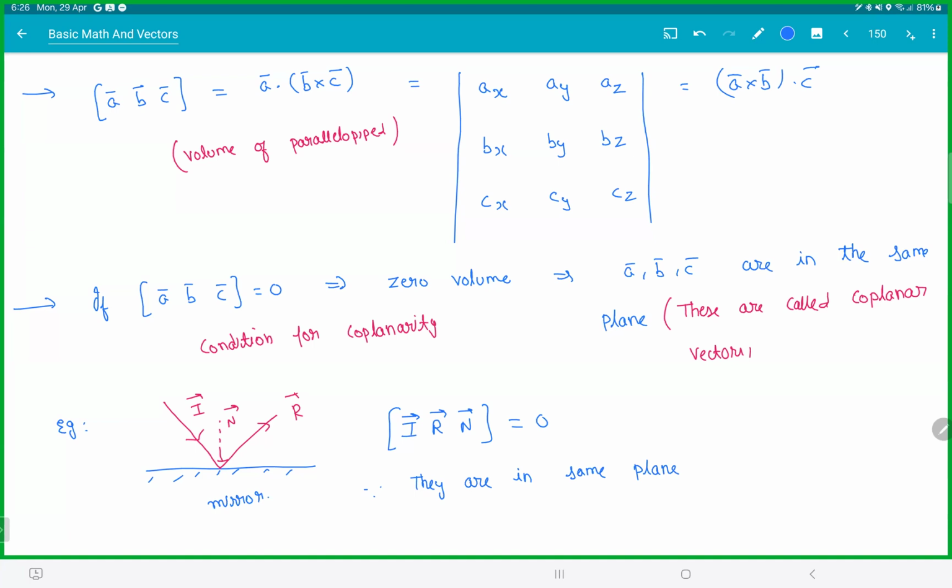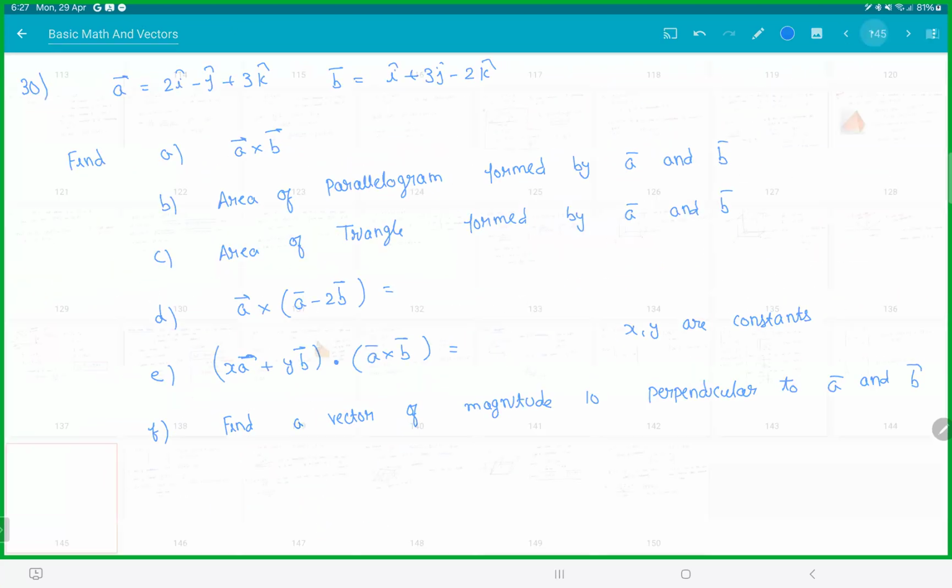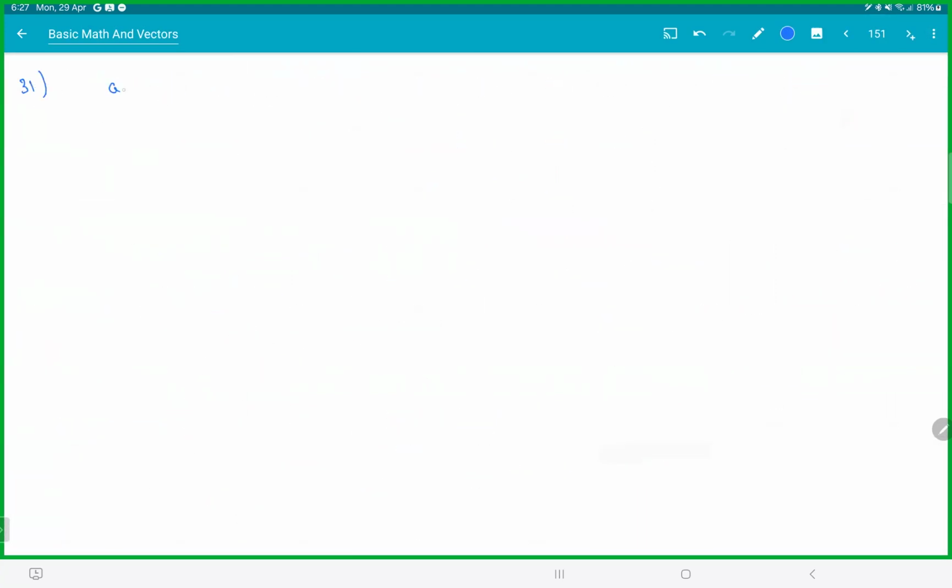Have a look at this. Yeah. Any doubts on this? I hope you're getting the physical significance of box product. Let's see a question on this. We have three vectors, 3i minus 2j plus k.